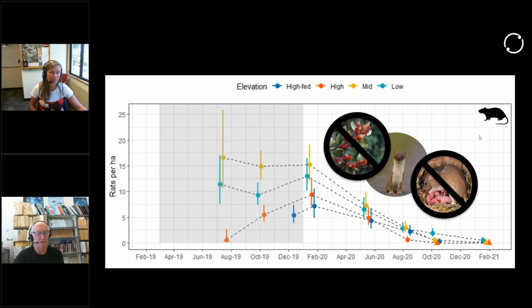You've got data though, Joe, certainly from tracking tunnels for mice. Yeah, I guess we've got the tracking tunnel data and we have live capture data as well. I mean, not density, but the number of mice that we just catch in the live traps.